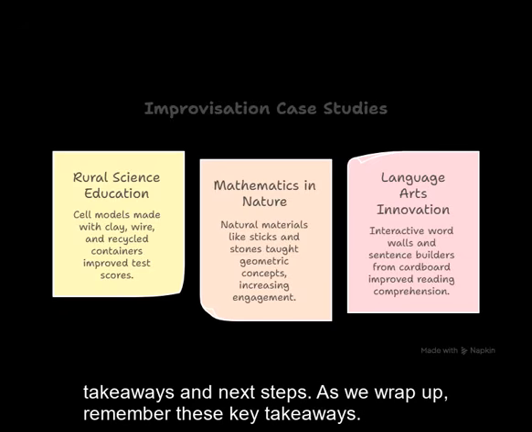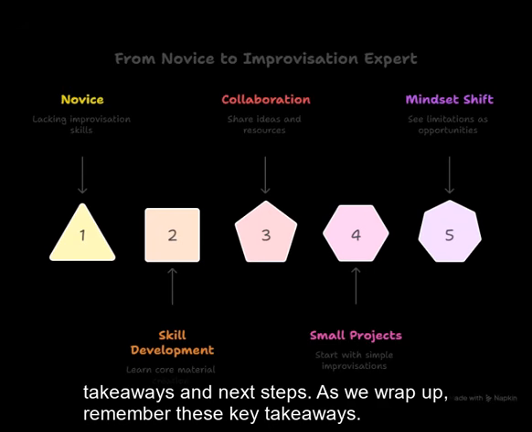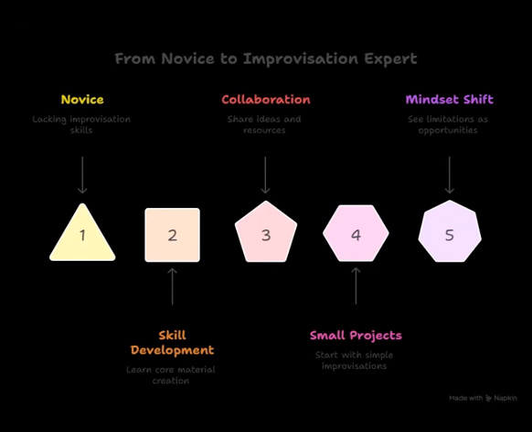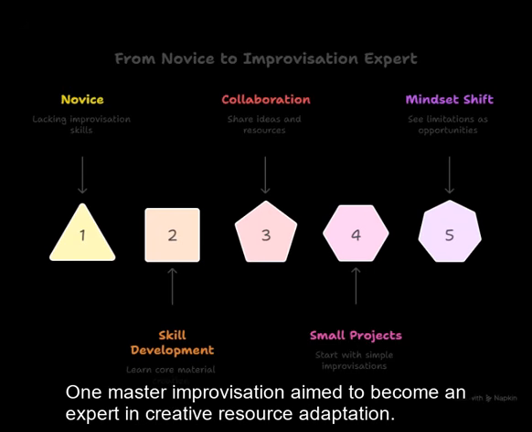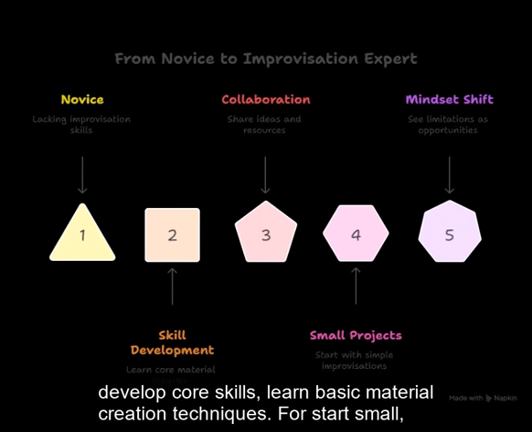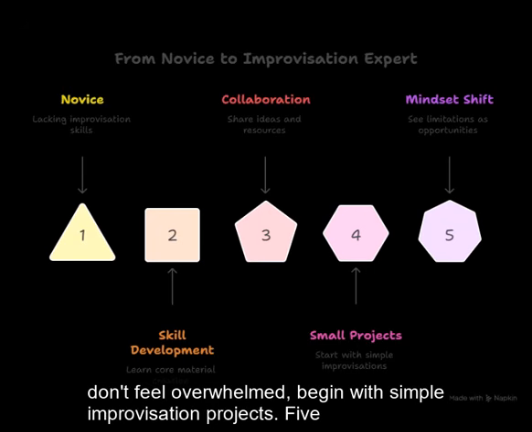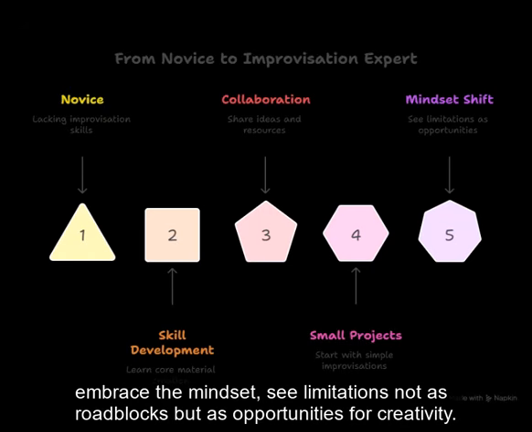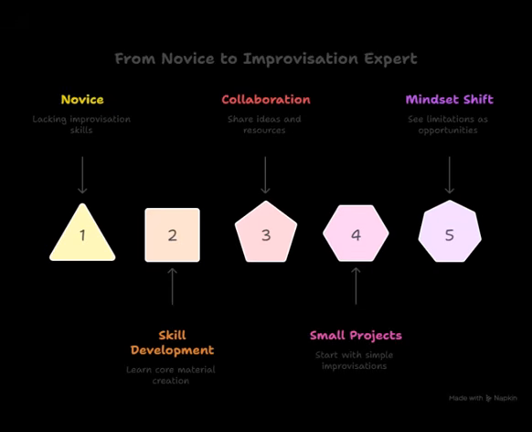Key takeaways and next steps. As we wrap up, remember these key takeaways. 1. Master improvisation. Aim to become an expert in creative resource adaptation. 2. Build collaboration networks. Share resources and ideas with your colleagues. 3. Develop core skills. Learn basic material creation techniques. 4. Start small. Don't feel overwhelmed. Begin with simple improvisation projects. 5. Embrace the mindset. See limitations not as roadblocks, but as opportunities for creativity.